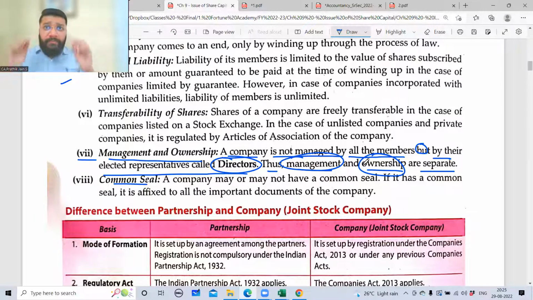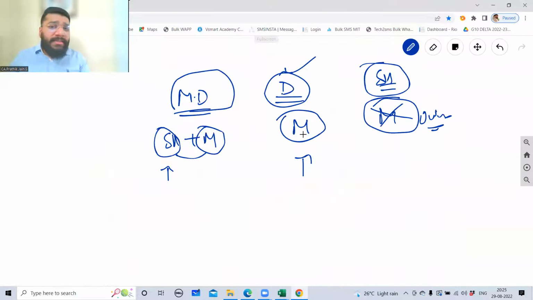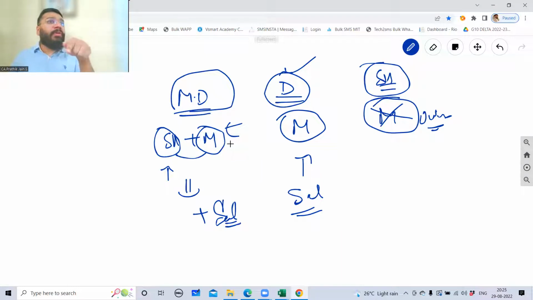Yes, boss. So the director gets salary. Of course. In this case, the director is not a member. He's just managing. So what will he get? Salary. Here, what will the MD get? He'll get profits plus salary. On behalf of all of you, he's managing. For doing extra work, he'll get salary, plus he'll get a share of profit. Share of profit here is called dividend.